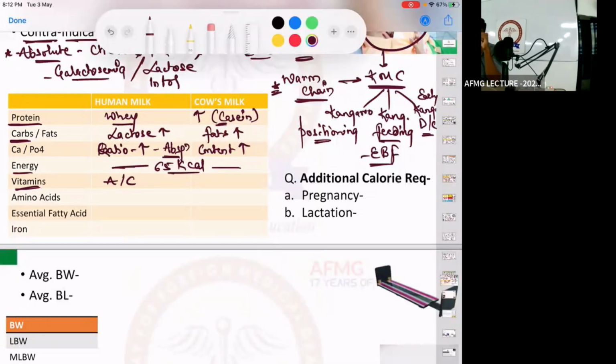One more vitamin is deficient in milk, and therefore we give an injection at birth itself: vitamin K, to prevent hemorrhagic disease of newborn. Vitamin K dose in preterm is 0.5 mg, in term it is 1 mg. Route of administration is subcutaneous. No issues with this. Vitamin A question has already come.